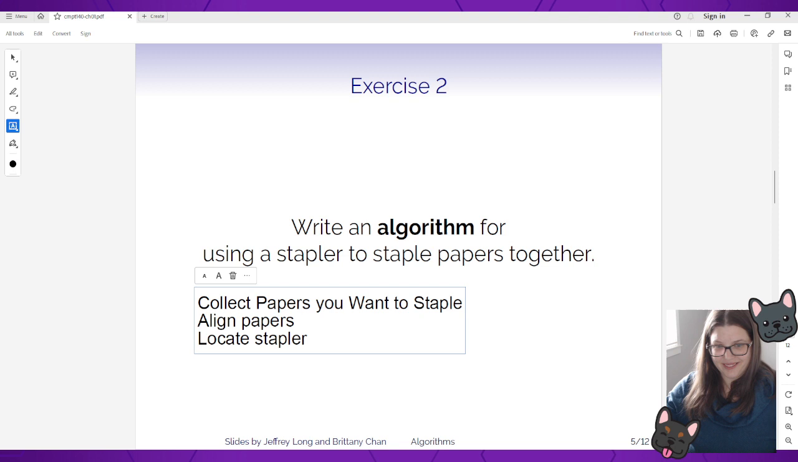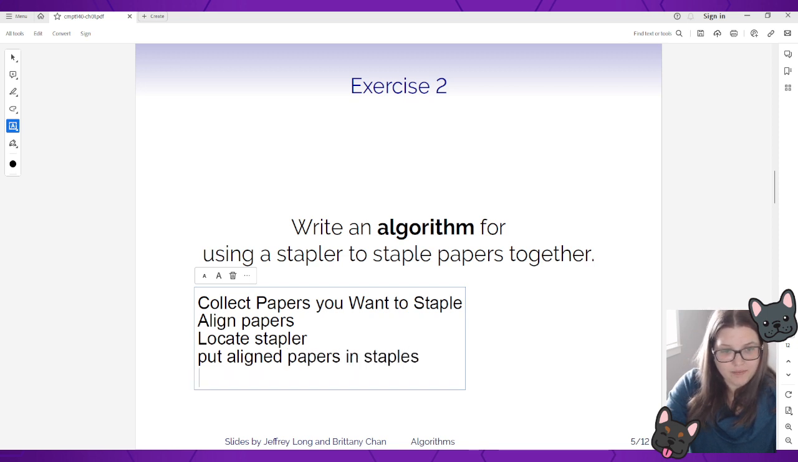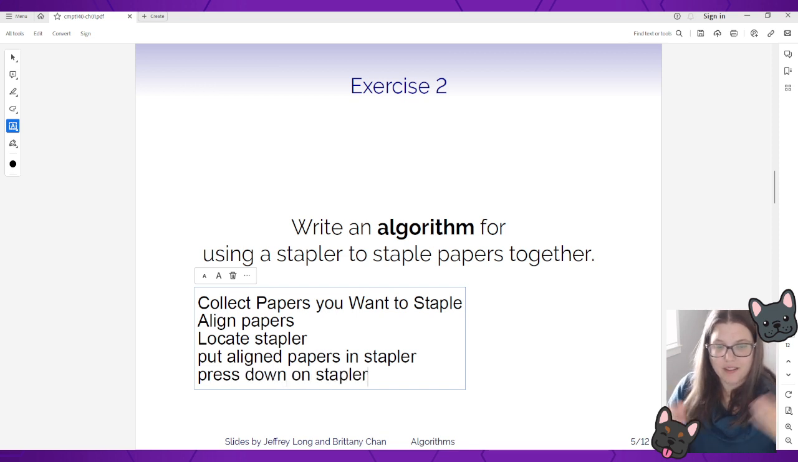It didn't work. Why? I'll put these two tasks in here that I just said while you think about why that might not have worked. Put aligned papers in stapler. Press down on stapler. Yeah, should have got me a stack of wonderfully stapled papers. There was one thing in my beautiful algorithm here that I forgot to check. Do I have any staples in my stapler? Spoiler, I don't. And I have none in my drawer, I already know that.